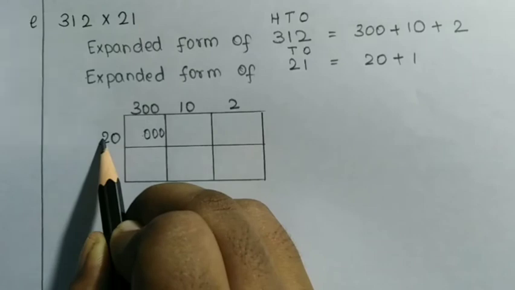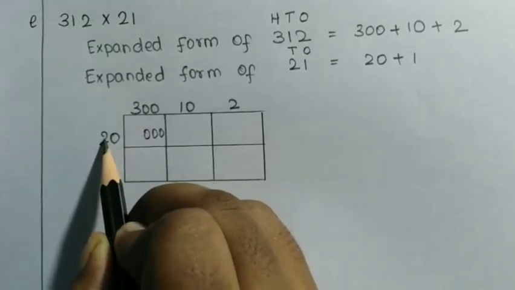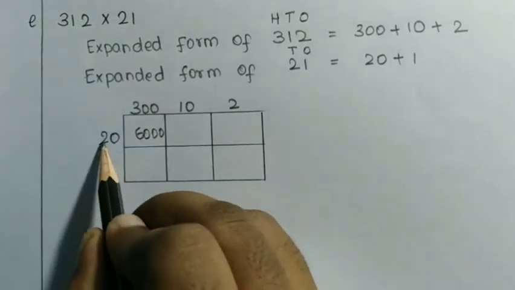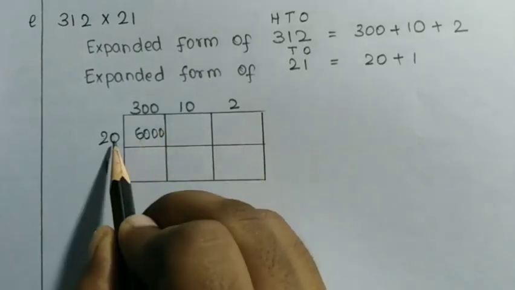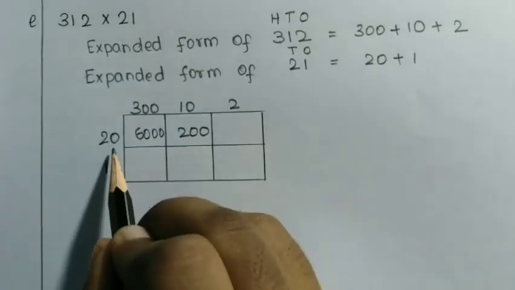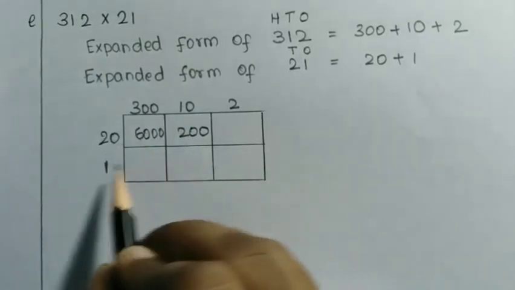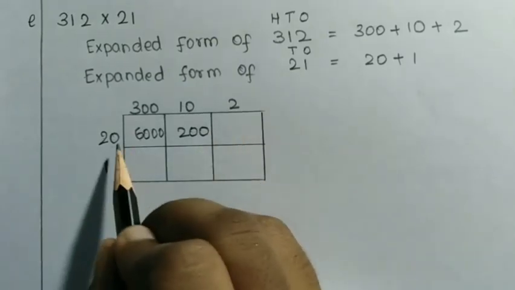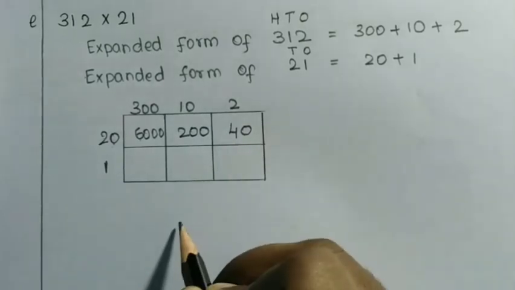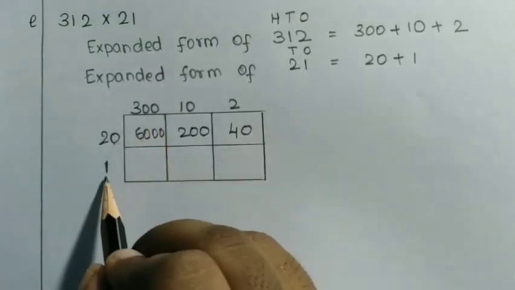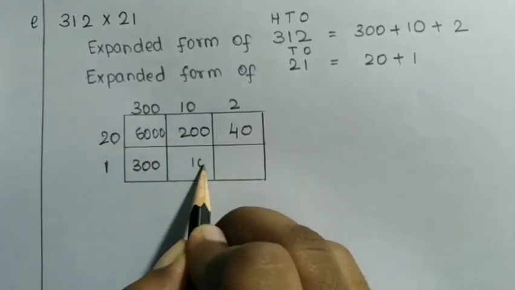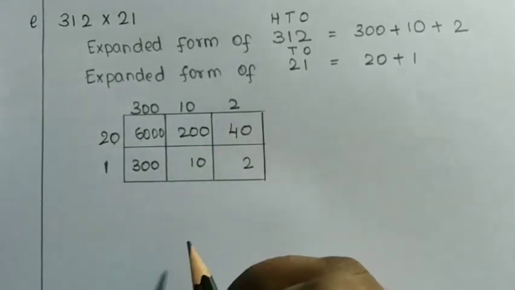Now let us multiply the digits which are present at the first place. 3 twos are 6. So 6000. 20 into 10. So 2 zeros we can write. 2 ones are 2. Or else 20 into 10 gives you 200. 20 twos are. Put the 0 over here. 2 twos are 4. 300 into 1 is 300. 10 ones are 10. 2 ones are 2.